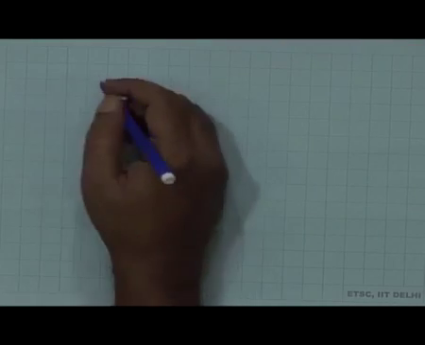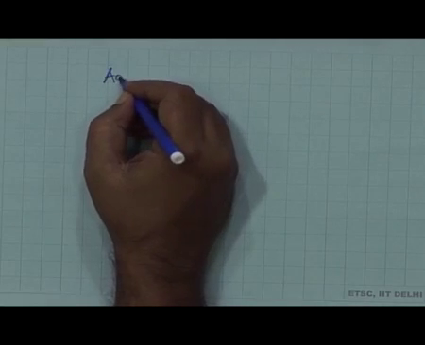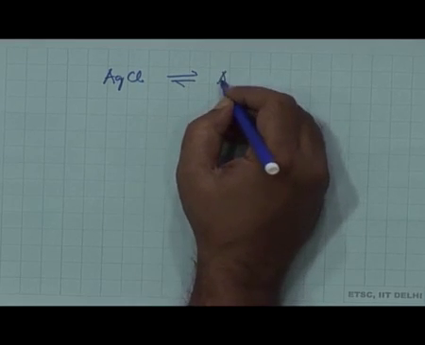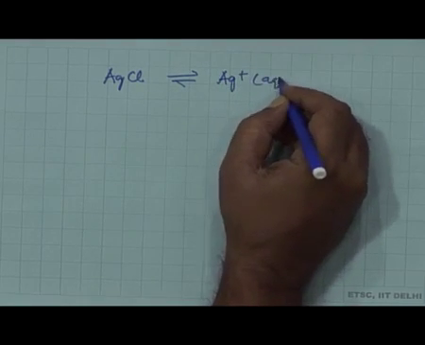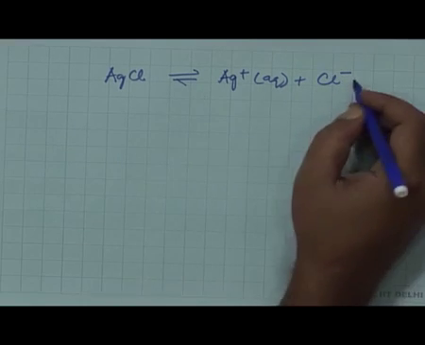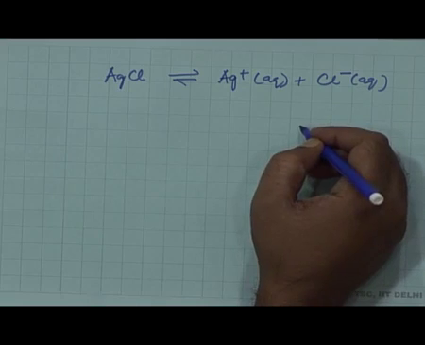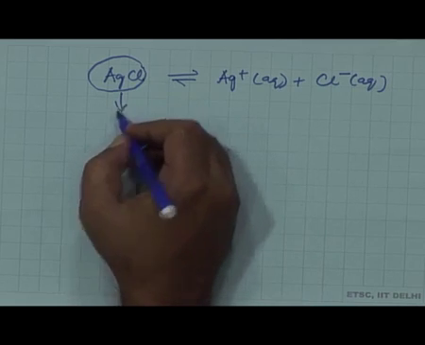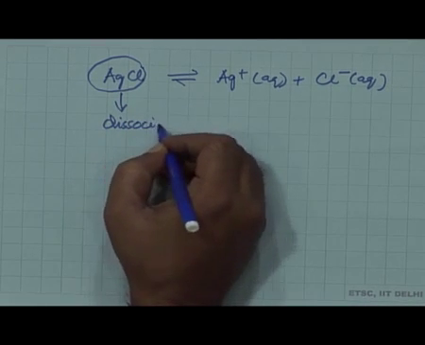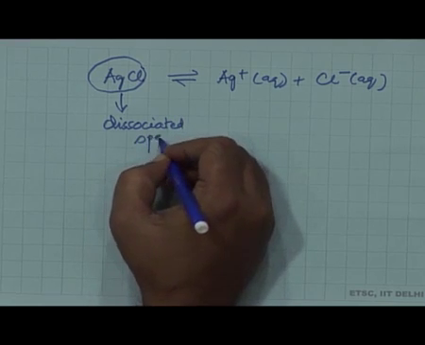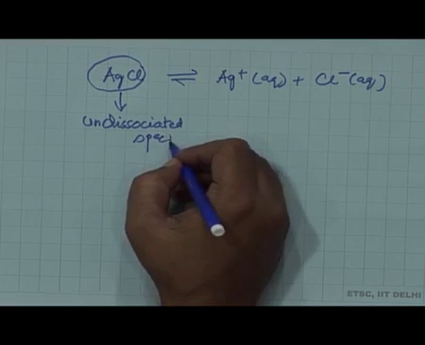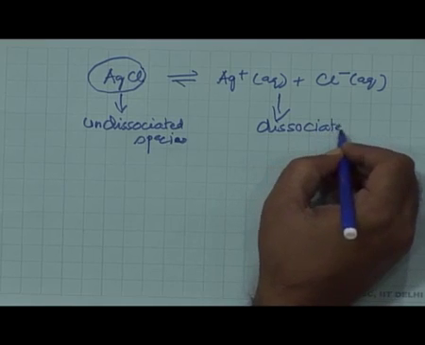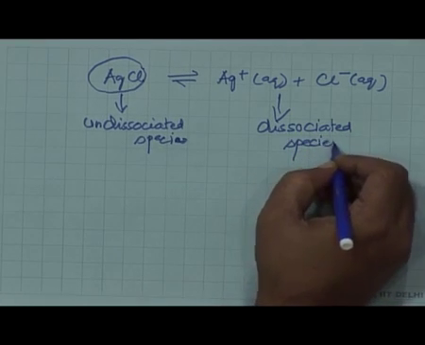One example of a sparingly soluble salt is AgCl. When you put it into water, it will break into Ag+ aqueous plus Cl- aqueous. So, this is your sparingly soluble salt. Both undissociated species and dissociated species are in equilibrium.